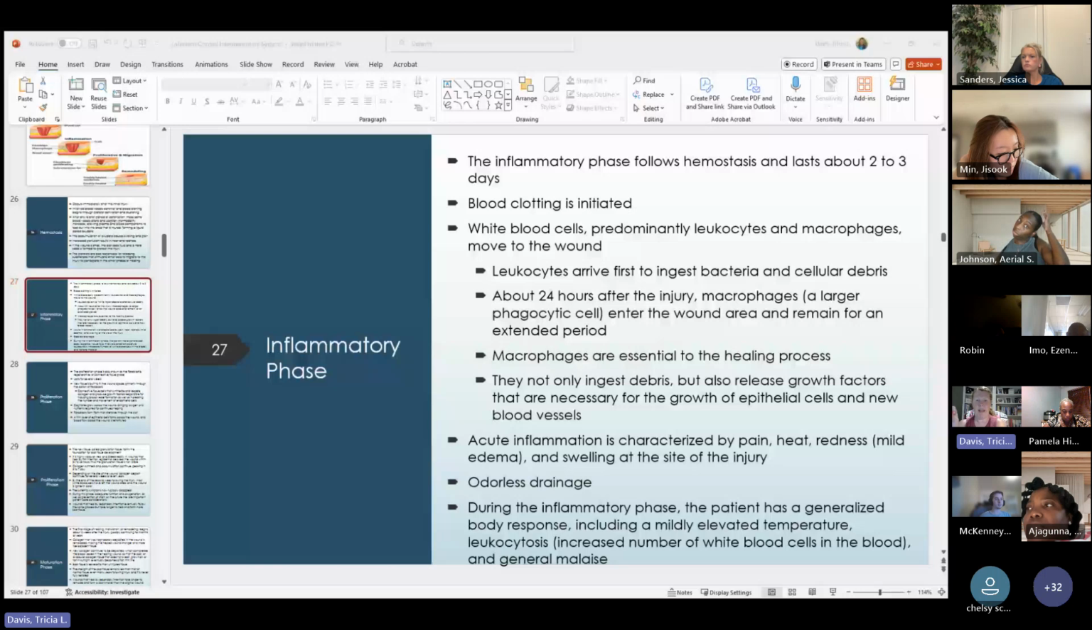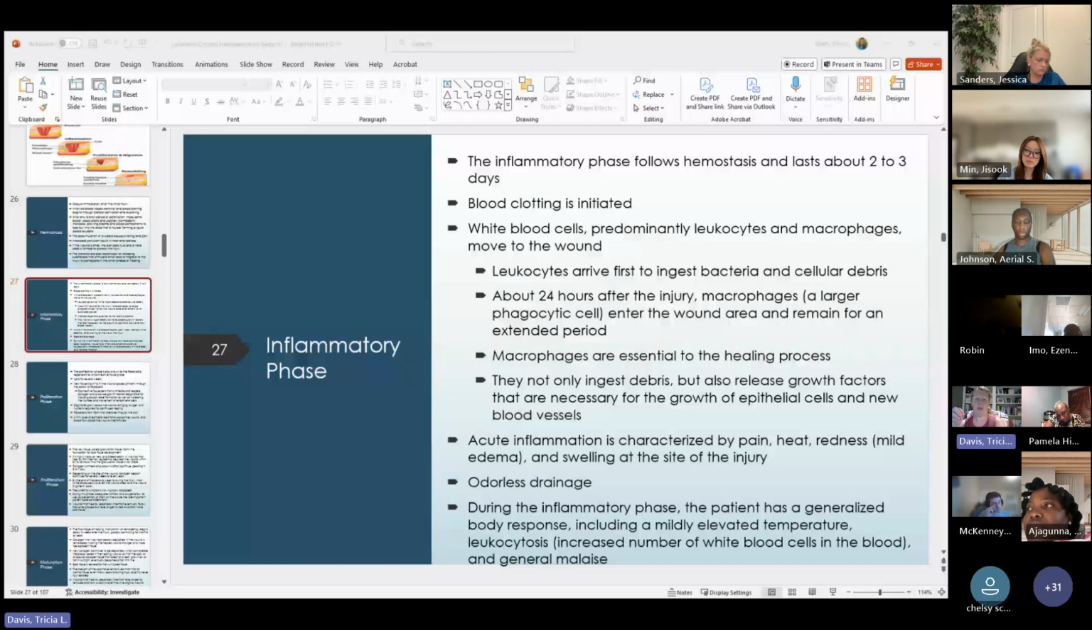At this point, if we have any drainage from this wound, it's odorless because we haven't had time for any infection to settle in. So the inflammatory phase does not have any drainage that has a smell. It's odorless. The patient also has a generalized body response. If we think about that inflammation phase starting to happen, our patients might get an elevated temperature, and we might see an increased number of white blood cells in the CBC that we do, because our body's saying, hey, we have an injury, and we're sending all of these leukocytes to this wound.